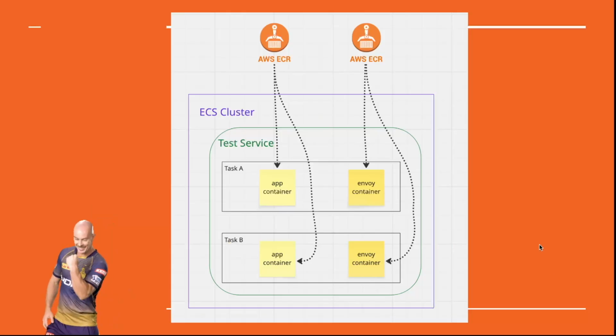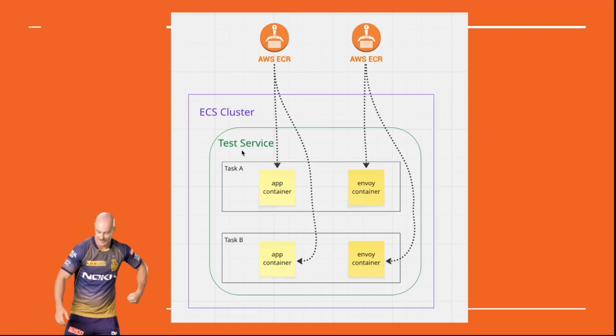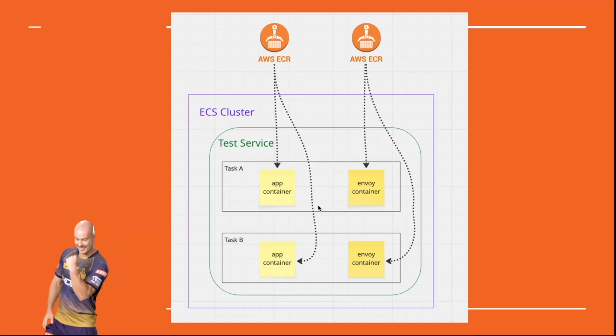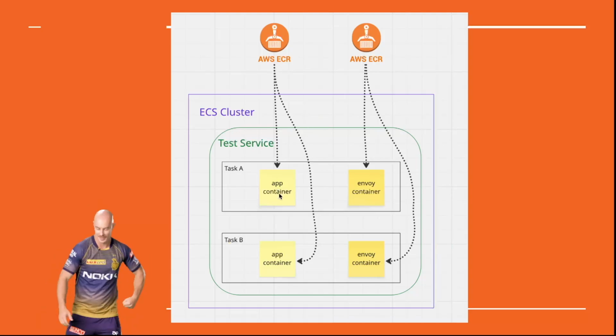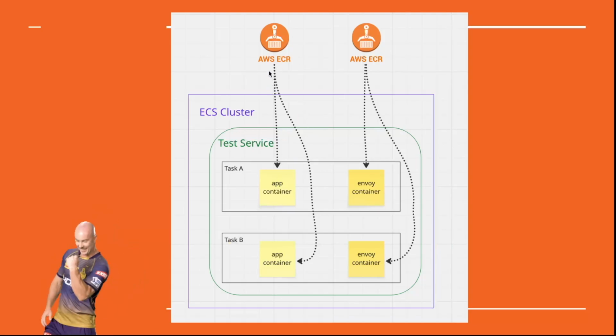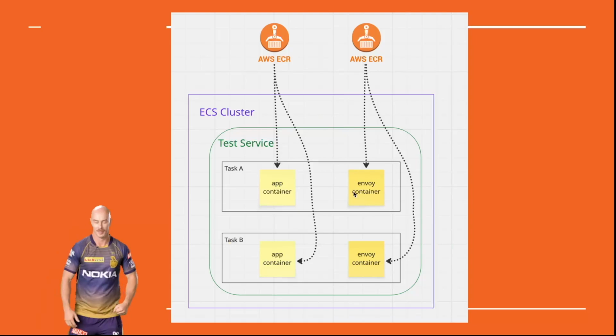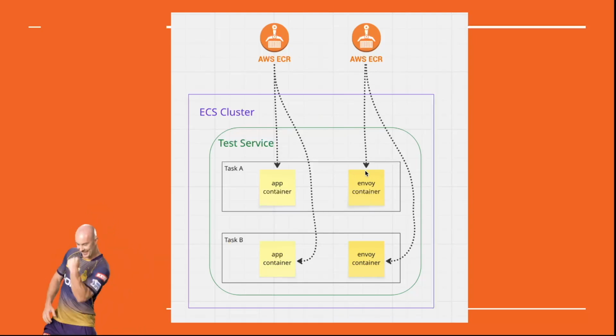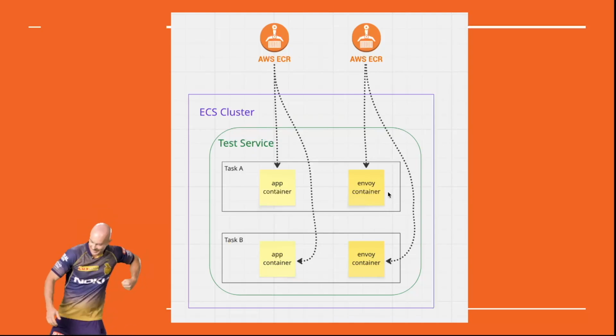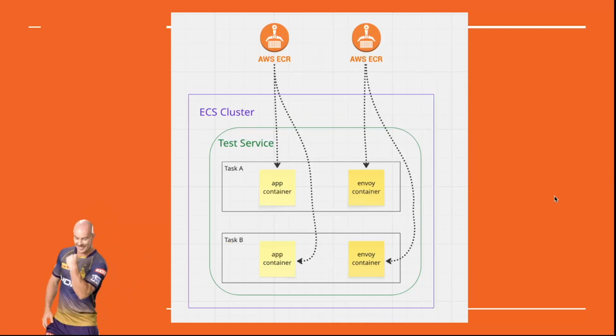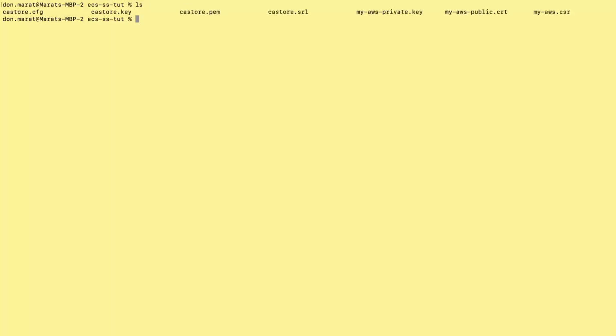Once we've built and pushed our images, the new tasks will be able to pull these images, one from the application repository and another one from the Envoy repository. And then it will all work. This is the last bit we need to do to encrypt our traffic between the ECS service and the load balancer. If you remember, in the previous video we have created these files to generate our self-signed certificate.